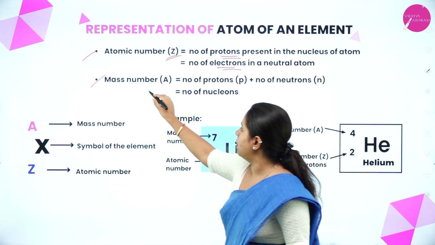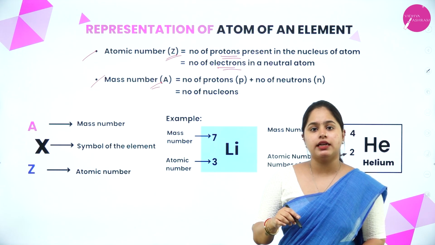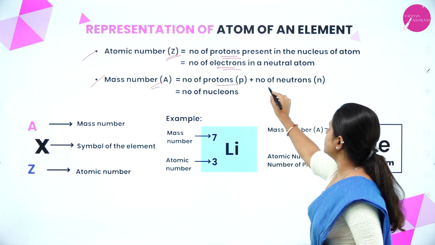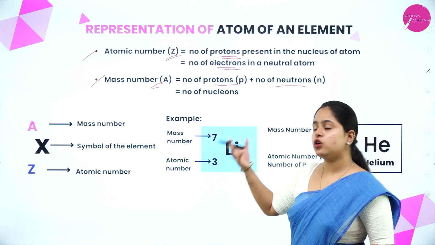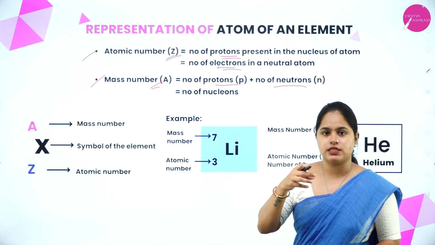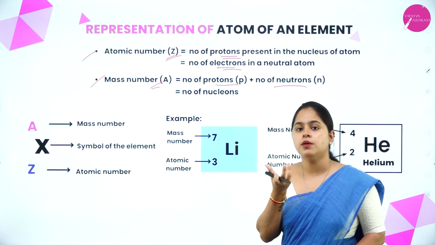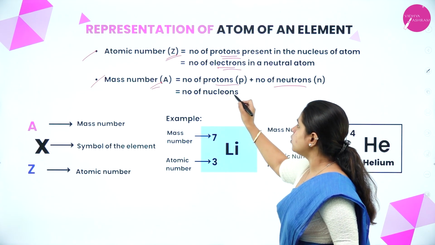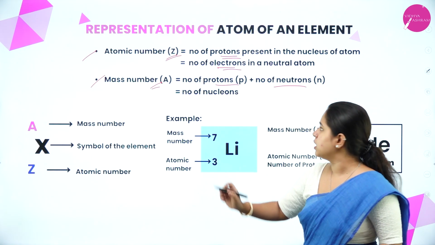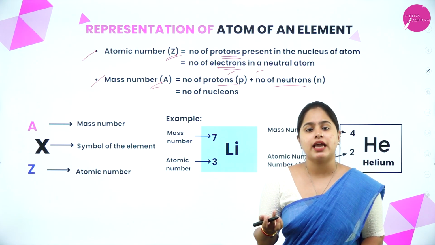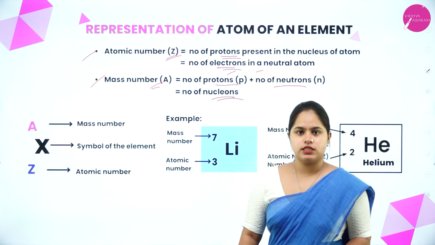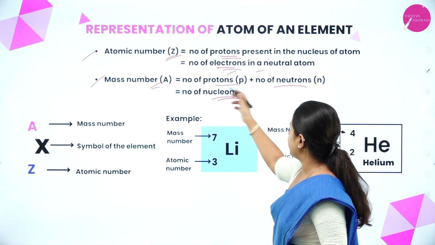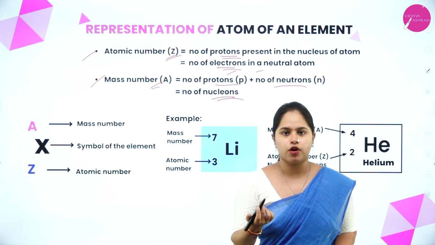Now, the second term is mass number, which is represented by the capital letter A. That is equal to the number of protons plus the number of neutrons. Protons and neutrons are present inside your nucleus, right? We studied that the mass of the atom is mainly due to the mass of the nucleus. So it is equal to the number of protons plus the number of neutrons, and protons and neutrons together can be called nucleons, because they are present inside the nucleus. So instead of writing it like this, you can also write it is equal to the number of nucleons.